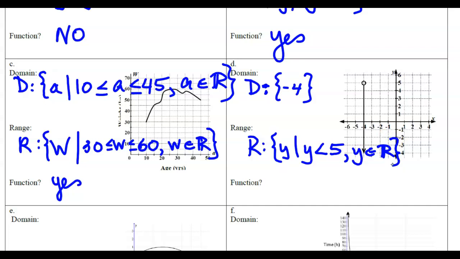Okay. And it is a vertical line. So there's an infinite number of points if I put my pencil on that. So this is not a function.